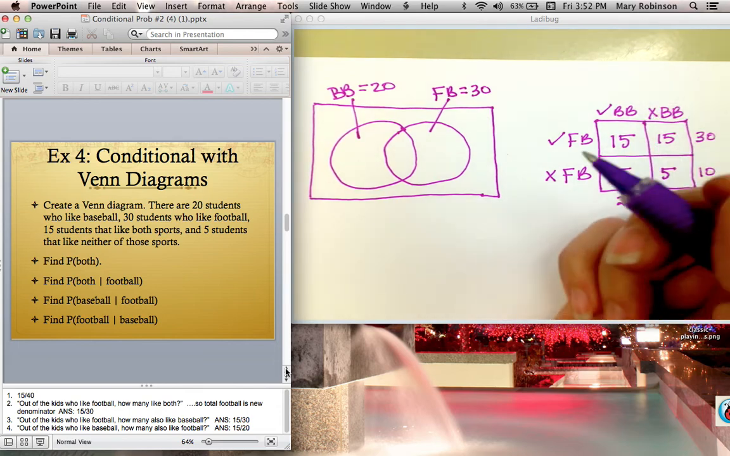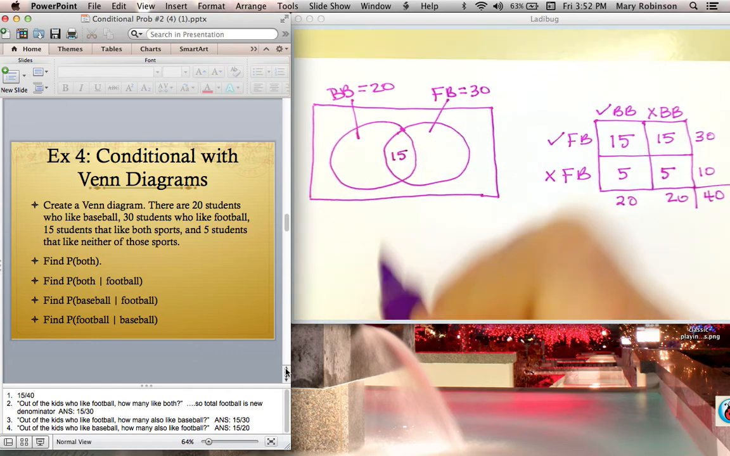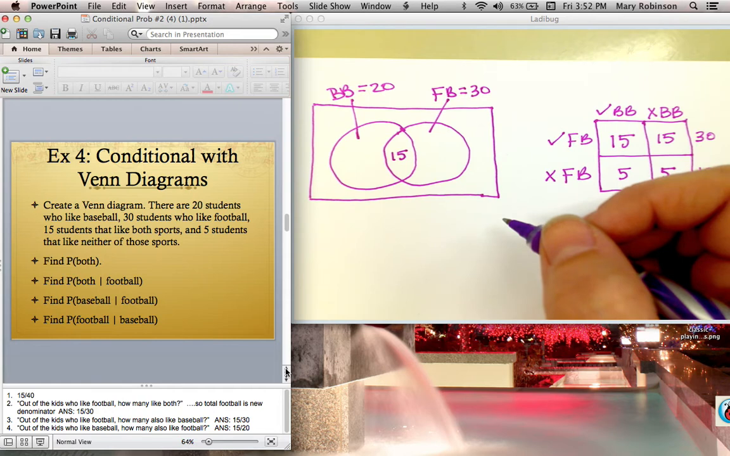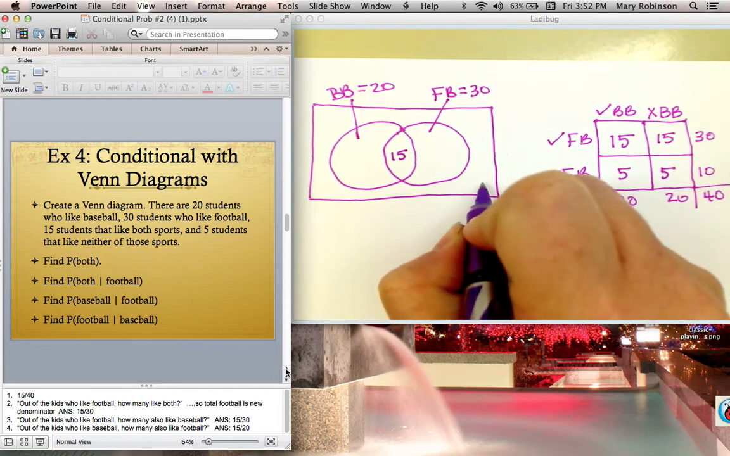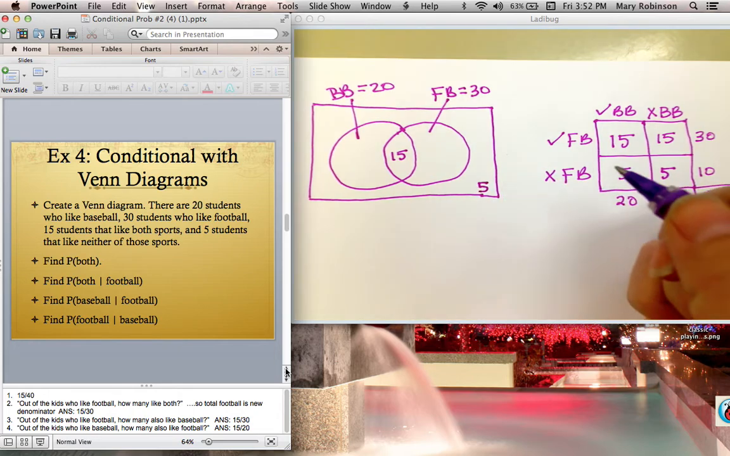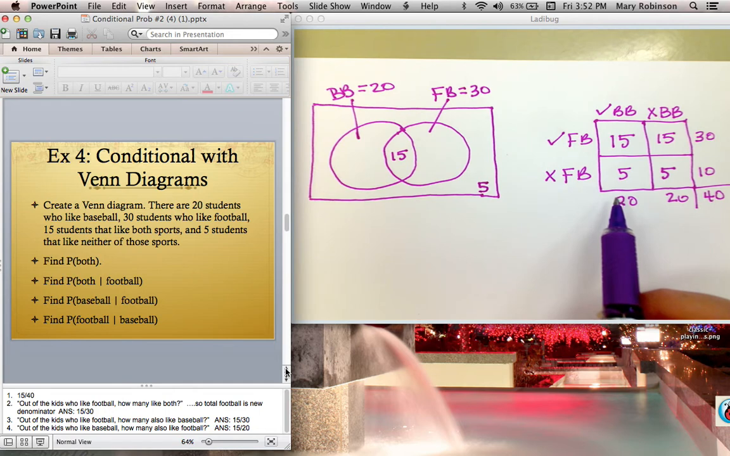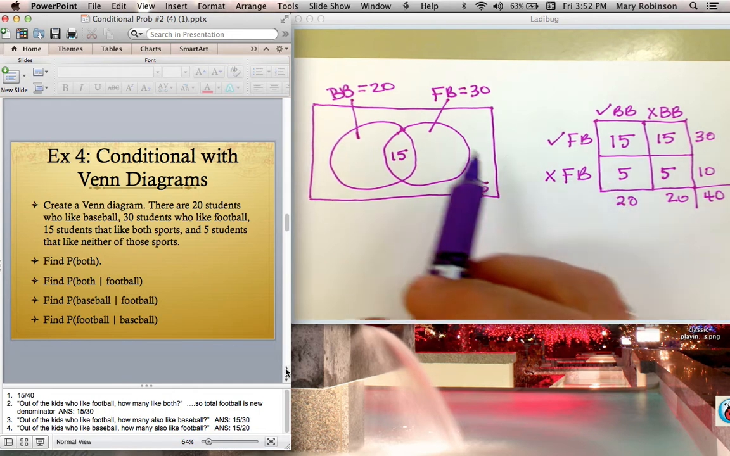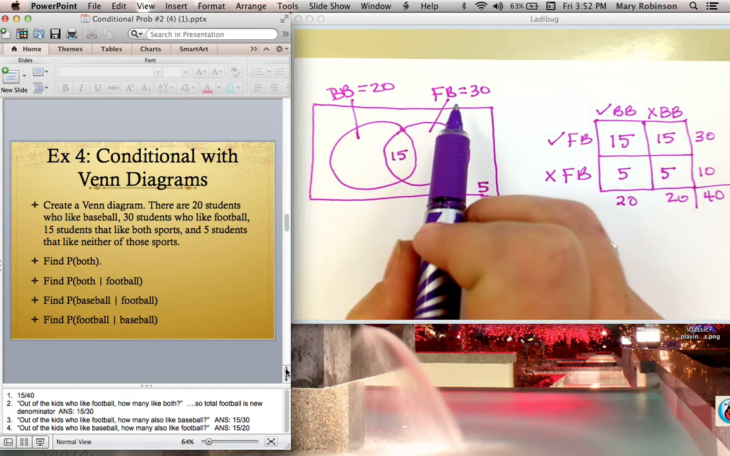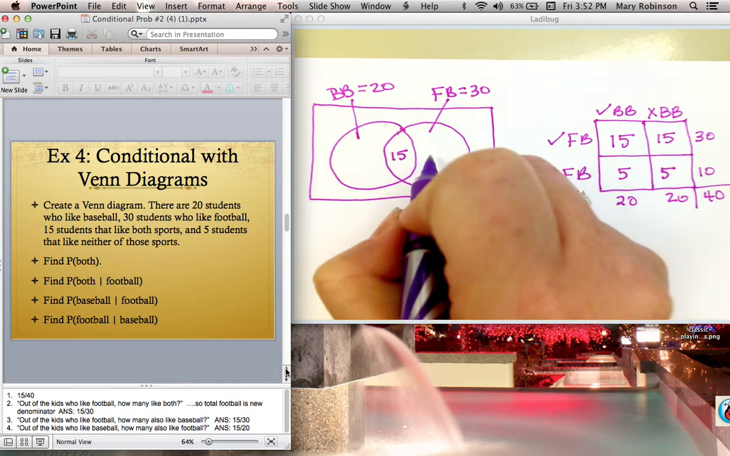15 students like both. For a Venn diagram, the part where they overlap is where you put the students who like both. And it says that 5 students like neither of those sports, so that's going to be in the Venn diagram but outside of your circles. Hopefully now you'll understand that, like we figured out the numbers in our frequency table, if we have a missing number that's added to 15, it must equal 30. So to find that number, we should subtract. 30 minus 15 is 15.